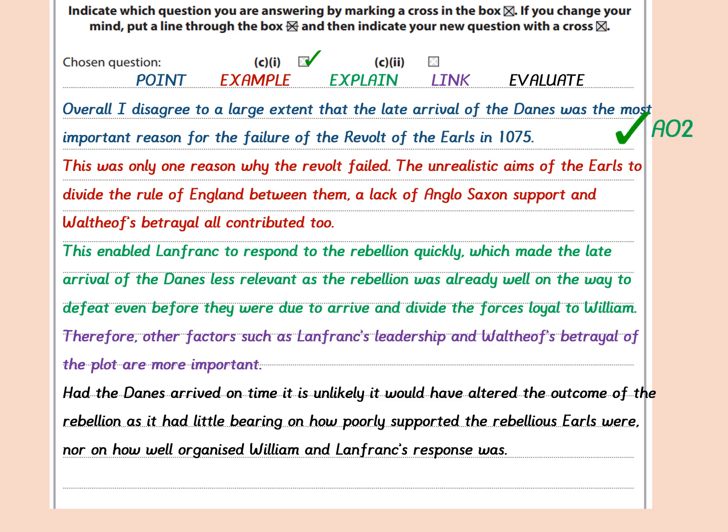But in that first part of the conclusion, I'm addressing the question directly and explaining for AO2. I'm providing some supporting knowledge, doing a bit of both in this latter bit here, linking it back to this idea that actually the late arrival of the Danes isn't the most important in my view, and further evaluating that just to finish off. So I should have answered the question by now.